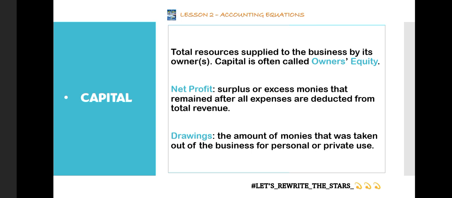Mind you, when the owner takes money from the business and uses it to do something in the name of the business, that one is not a drawing. A deduction can only be called a drawing when the owner uses it for personal use and not for business use. So business use is not drawings, but personal use is drawings. I hope this is clear.